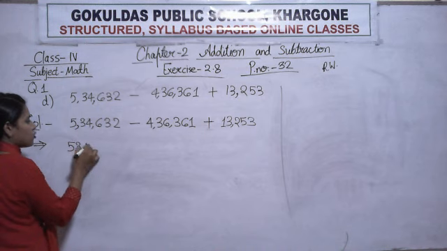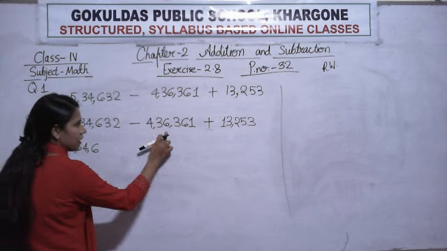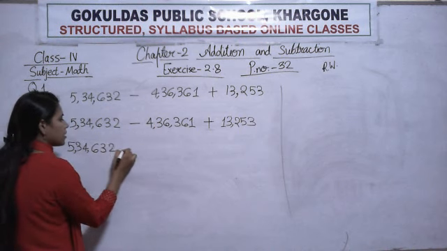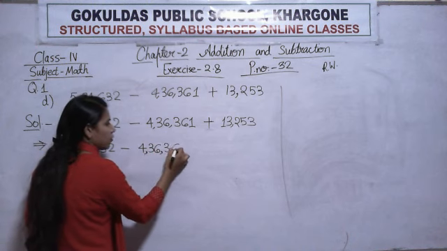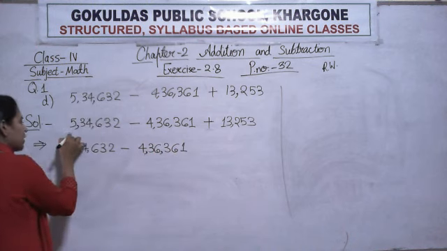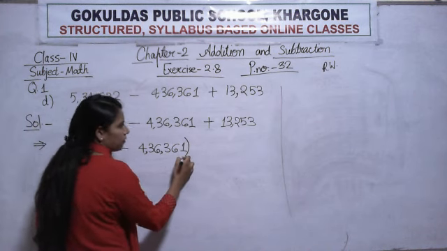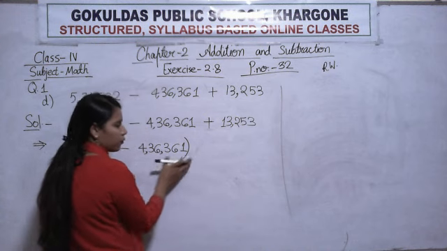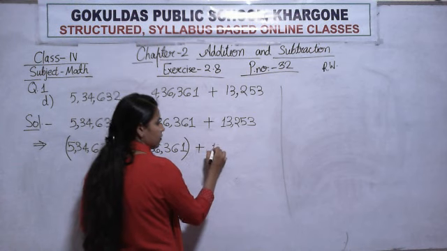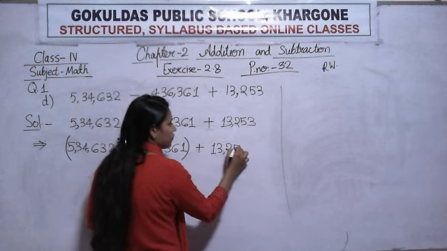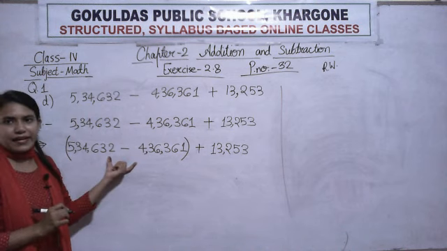Now make the group of first two numbers. So these are first two numbers, this is first and this is second number. So put these two numbers in a small bracket. Where will I put this? Before the start of the first number and after the end of the second number. Now I put the bracket. Now copy down this part, so plus symbol and 13,253. Okay, now solve the bracket first.